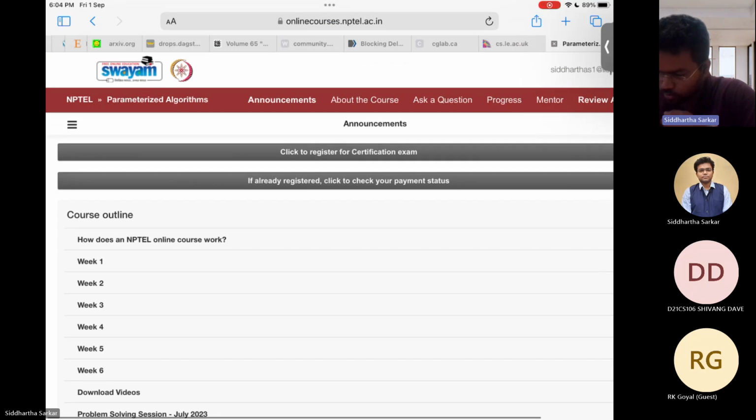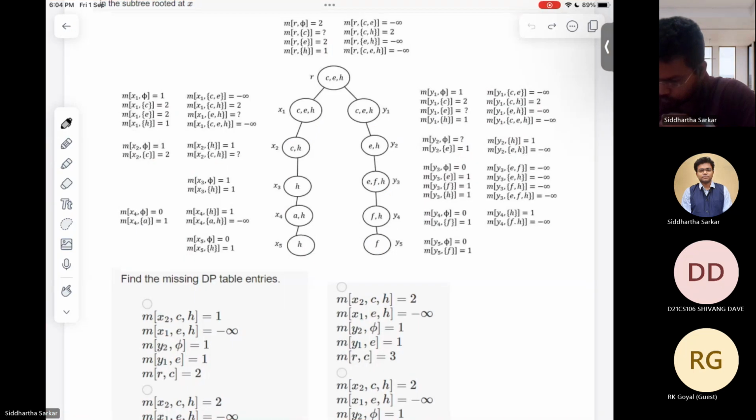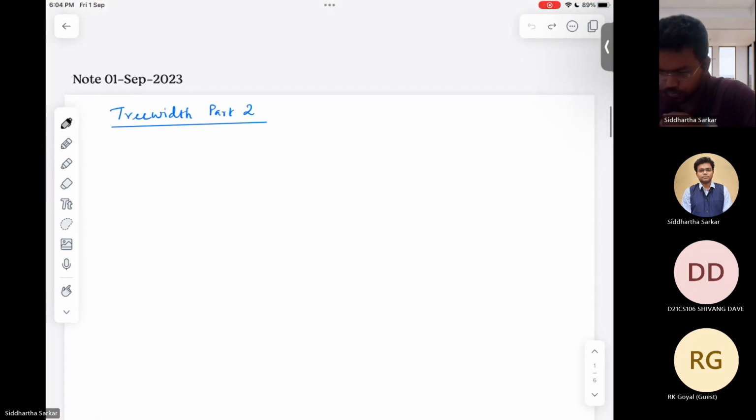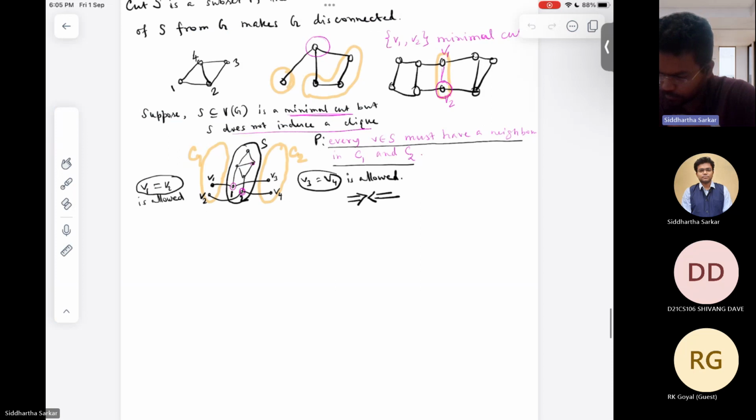So let's go to the whiteboard. In this week we have watched videos which dealt with the topic of Treewidth. We have seen this topic of Treewidth even before, and this week there was a continuation on Treewidth. To recapitulate, it would be good if we look at what we discussed last time.